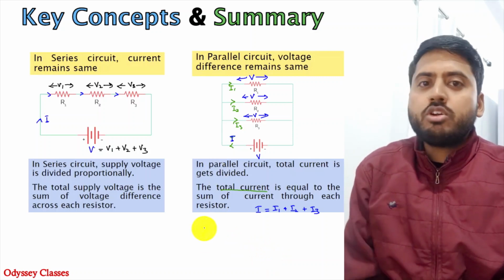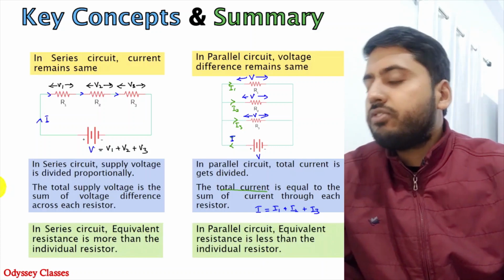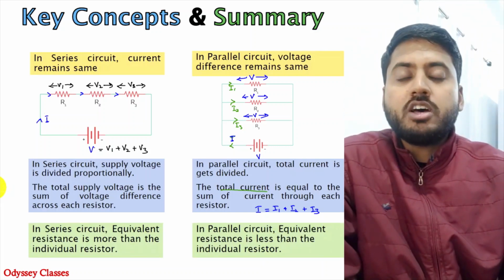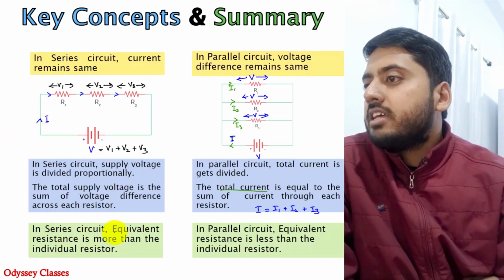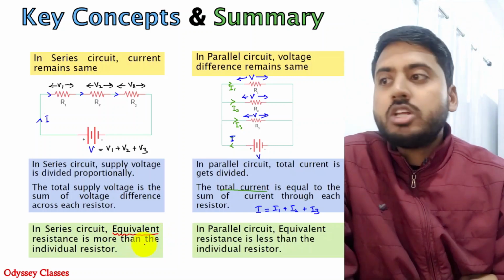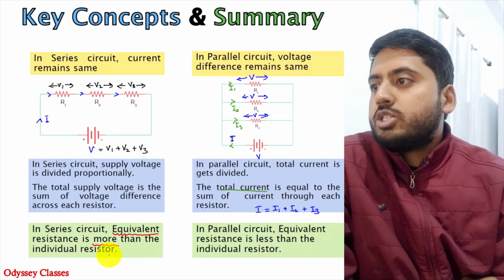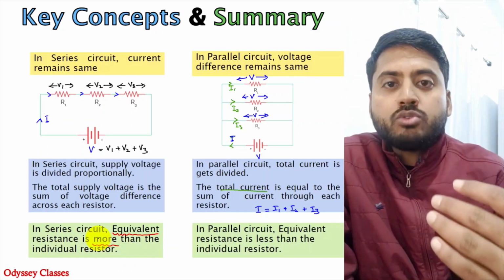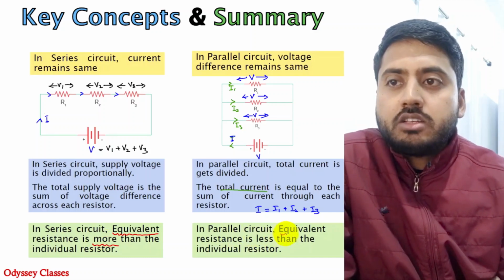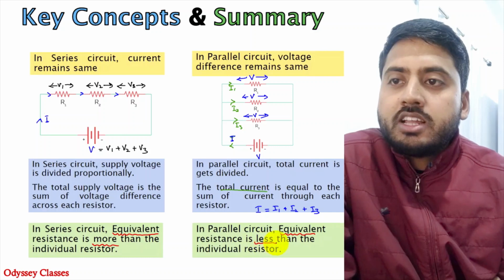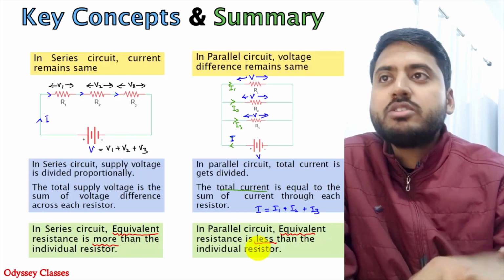Okay, this is what many students are familiar with, but there is another very, very important difference, from where the questions are mostly asked. In a series circuit, the equivalent resistance, that is the total resistance, is actually more than the individual resistors. So when you find the total resistance, the value is always going to come higher. Whereas in a parallel circuit, the equivalent resistance is actually less. It is smaller than the smallest value in that circuit.